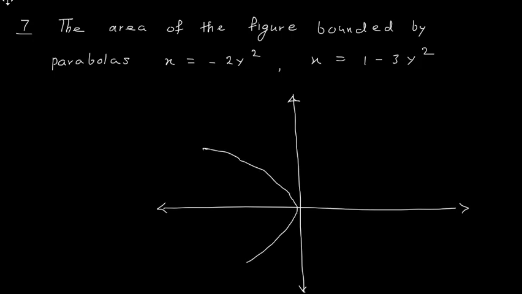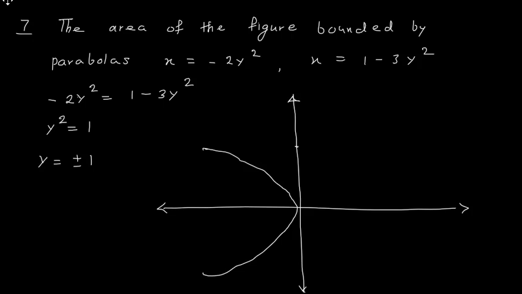Okay, now before we proceed, let us first find the points of intersection of these two curves. So to get the points of intersection, we will solve these two equations. In one equation I will put the value of x as minus 2y square. So I will say minus 2y square equals 1 minus 3y square. This minus 3y square I will move to the left. So 3y square minus 2y square will give you y square equals plus 1. That will give y equals plus or minus 1.